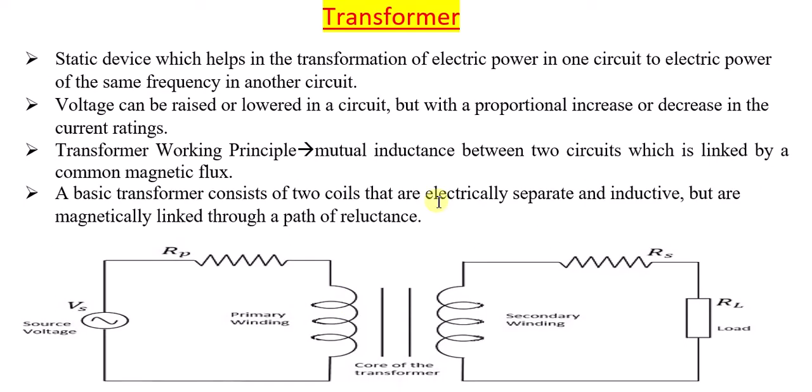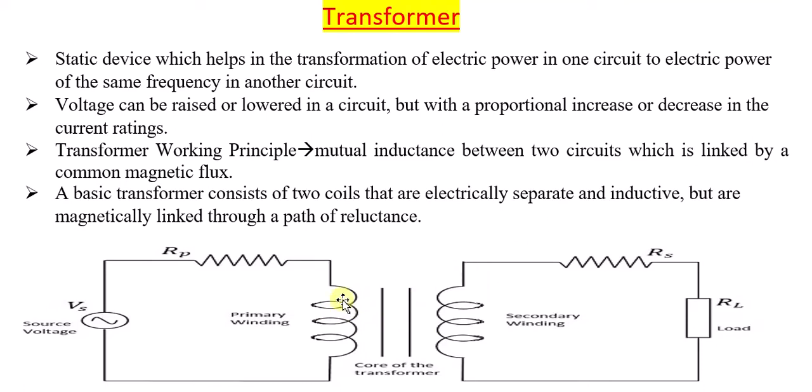Yes. So what does a basic transformer consist of? That is very important. What are the main components of a transformer? A basic transformer consists of two coils. Two coils that are electrically separate.